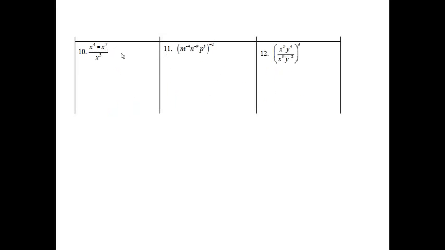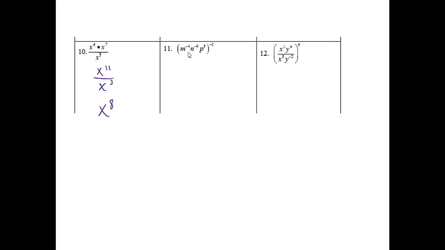Okay, number 10, I'm going to start up top first by adding my exponents, so I'll get x to the 11 over x to the 3, and then since I have division, I'll subtract my exponents and get x to the 8th. The key number for this video is 42973.